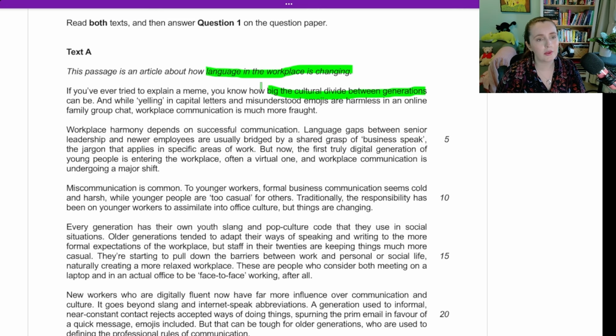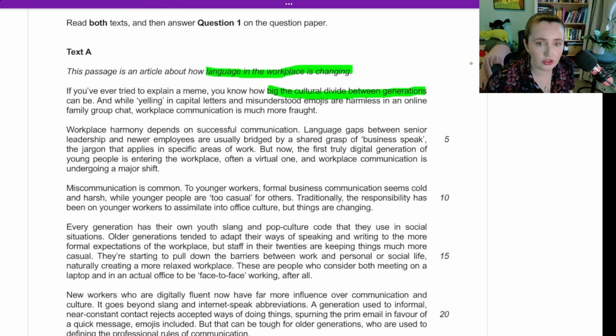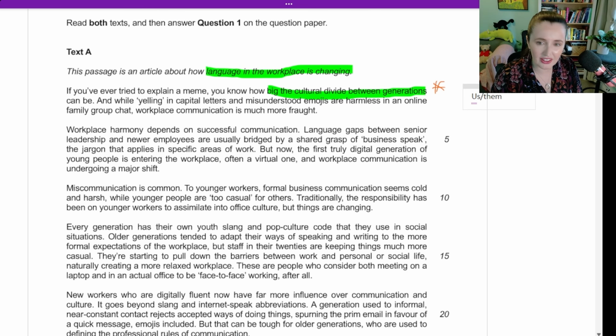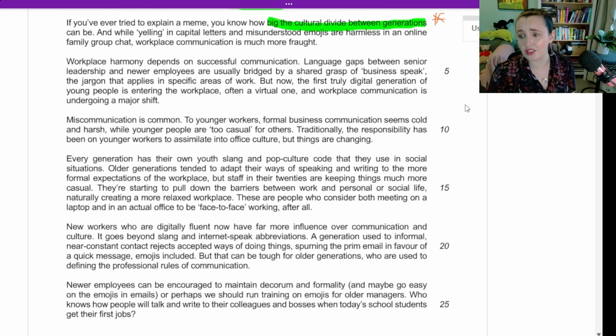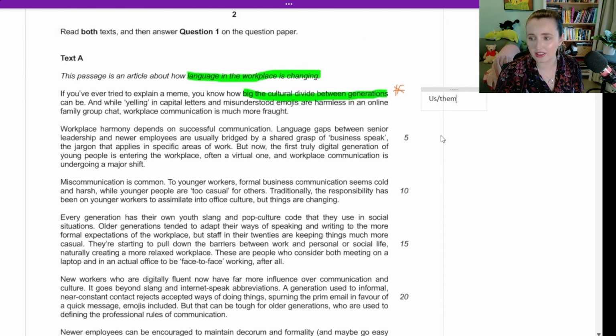Why would workplace communication be any more sensitive than the family group chat? Maybe it's just my family group chats. They are also fraught. Okay, but we're coming on to a big idea of a cultural divide between generations. It's almost creating an us versus them tone immediately, which I don't know if it's true. My nana loves learning some new slang, so I'm going to be a little bit critical there.